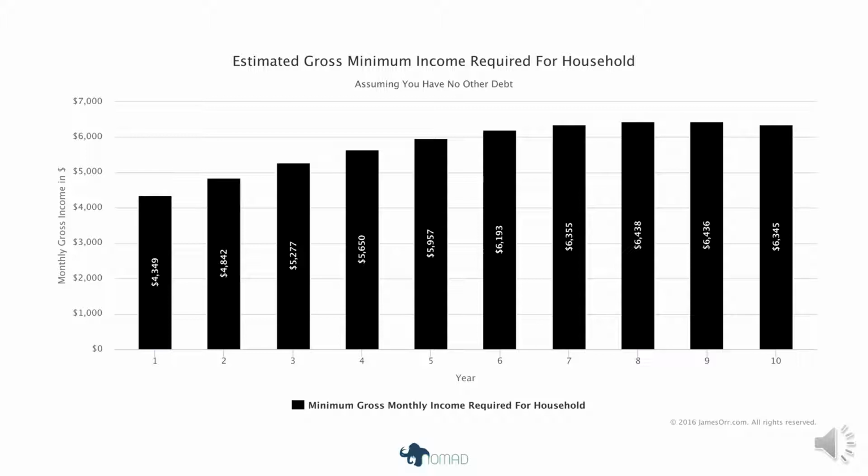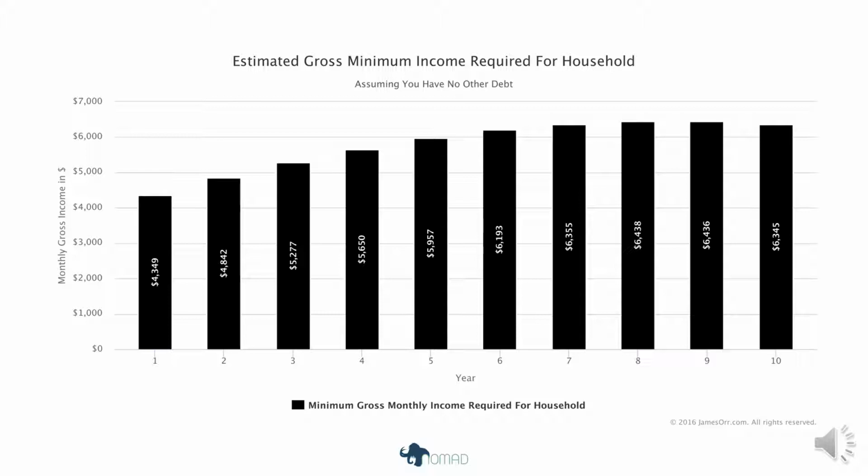In year two, you need about, I'm going to round up, $4,900 per month. In year three, about $5,277 per month. In year four, $5,650 per month. I think it peaks before year 10. It looks like $6,438 is the high in year 8, and after year 8, that's the highest you need. So approximately $6,500 a month, assuming no other debt, for your entire household.